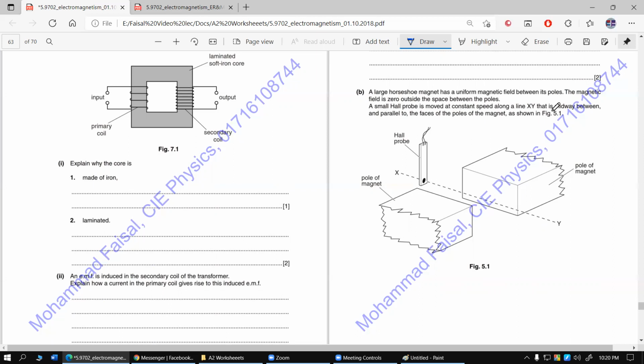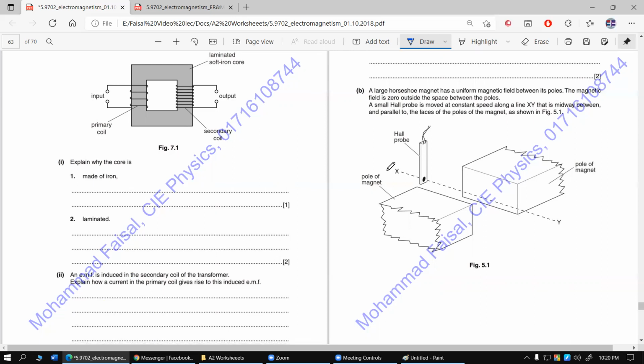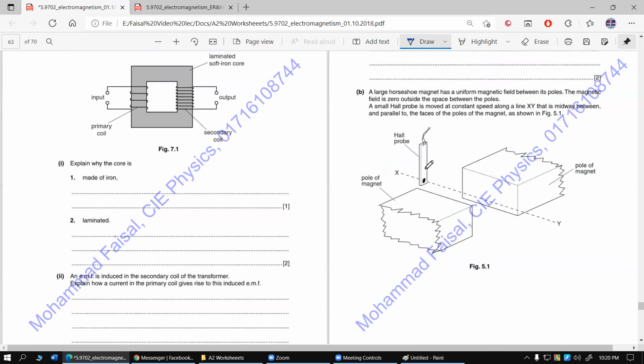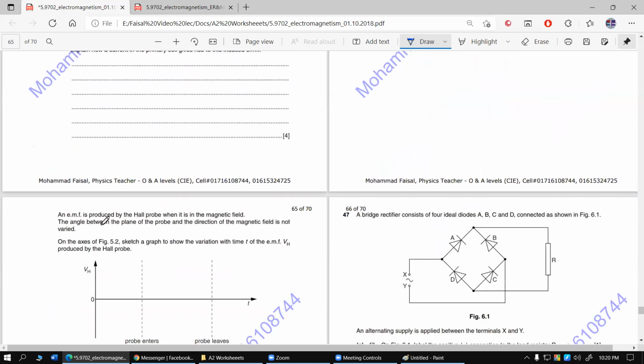A small Hall probe is moved at a quite constant speed along line XY, that is midway between and parallel to the face of the poles of the magnet. So we are moving a Hall probe in this manner, as shown in figure 5.1. Now, Hall probe কে এভাবে মুভ করলে কি হইতে পারে সেটা আমি একটু পরে বলতেছি.